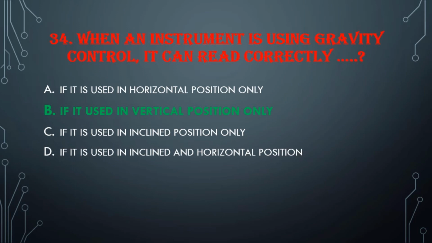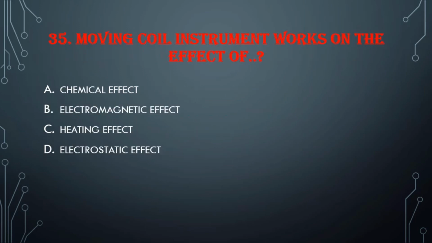The correct answer for this question, my friends, is B, if it is used in vertical position only. The next question for you all, my friends, is that moving coil instrument works on the effect of. The options are A, chemical effect, B, electromagnetic effect, C, heating effect, D, electrostatic effect. And your time starts now.